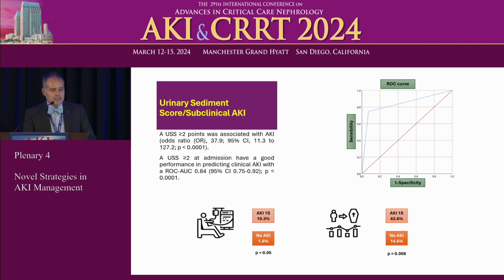In terms of mortality, patients with subclinical AKI had a mortality of 43.6%, which was much higher than patients who at admission did not have AKI but subsequently developed clinical AKI at advanced stages, which was 14.6%.